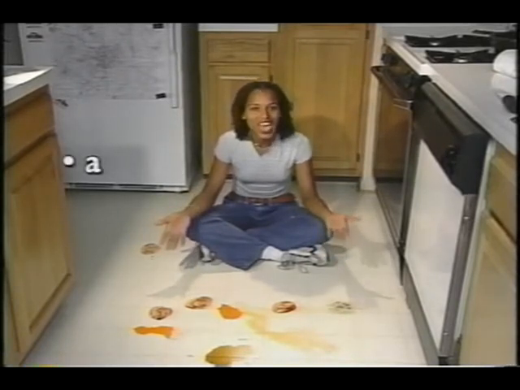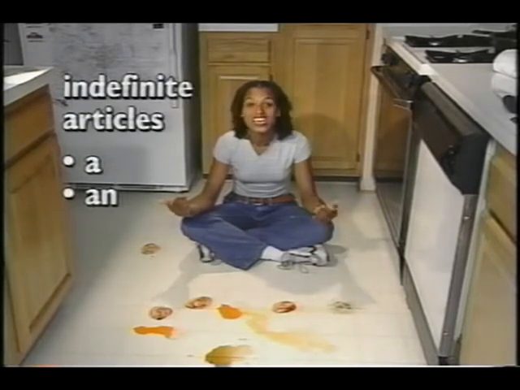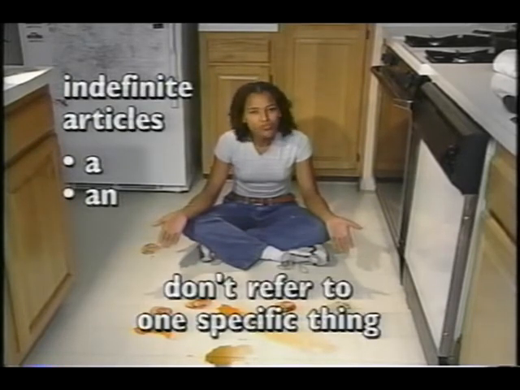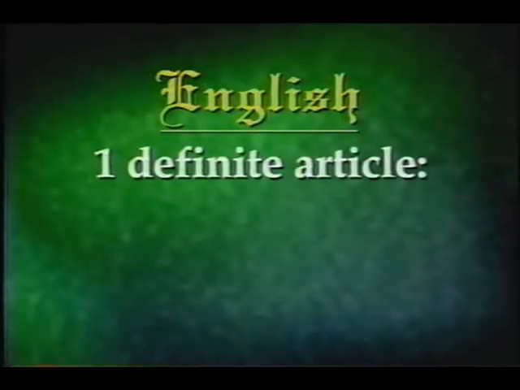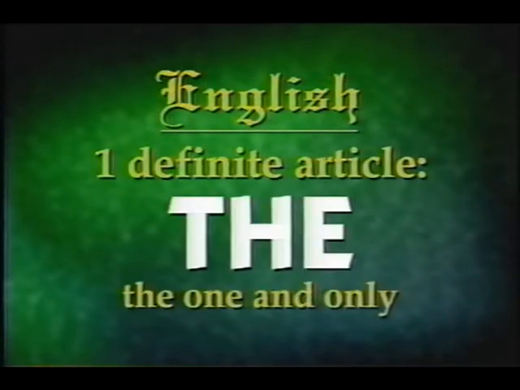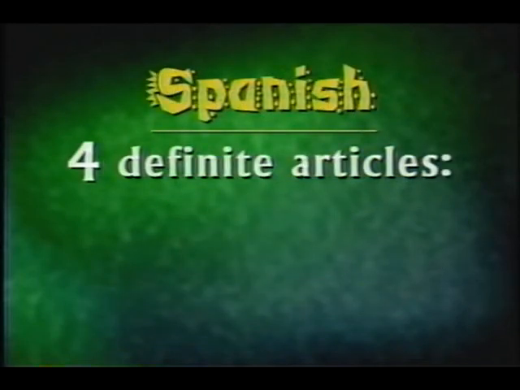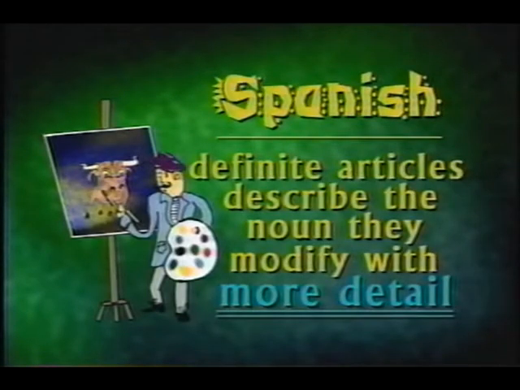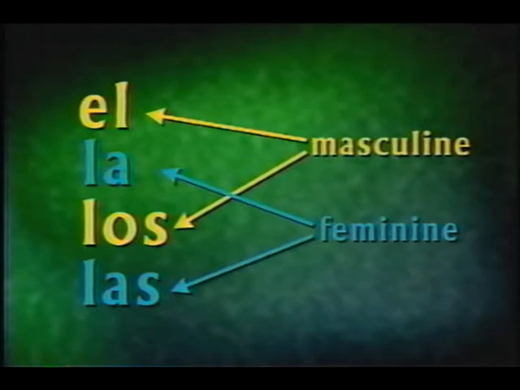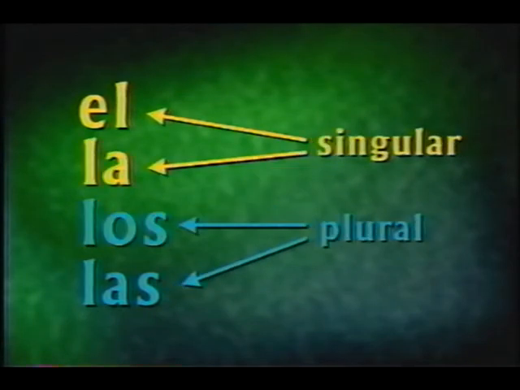That's why the articles a and an are called indefinite articles. They don't refer to one specific thing. In English, we only have one definite article, the word the. In Spanish, there are 4 definite articles. They are el, la, los, and las. Spanish definite articles describe the noun they modify with more detail than the does in English. Spanish definite articles tell you whether the noun they modify is masculine or feminine, singular or plural.